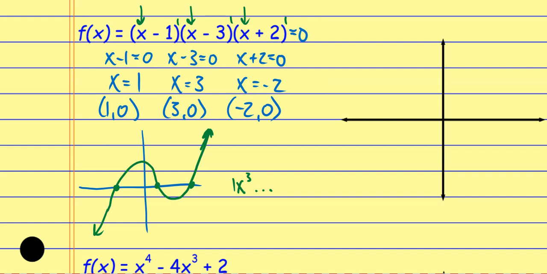See, right away, I can see there's a relative maximum between the negative 2 and the positive 1. There's a relative minimum between the positive 1 and the positive 3, okay? So let's go look at the graph of this actual thing.